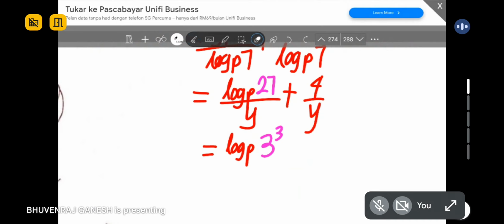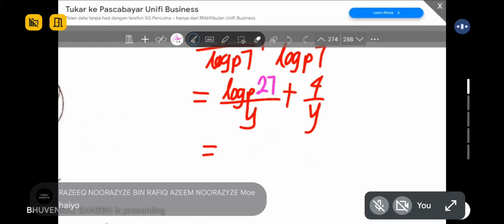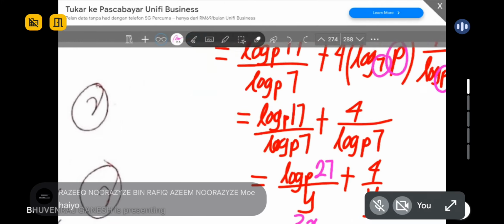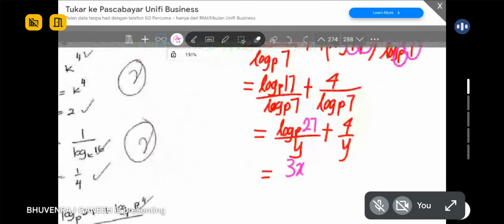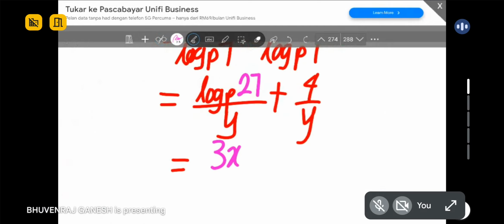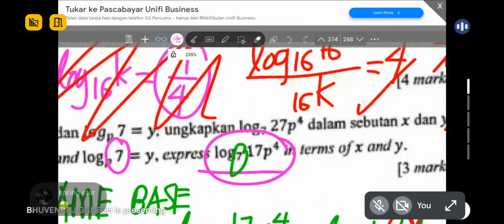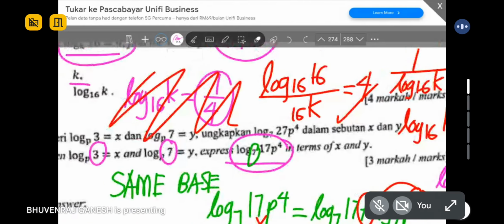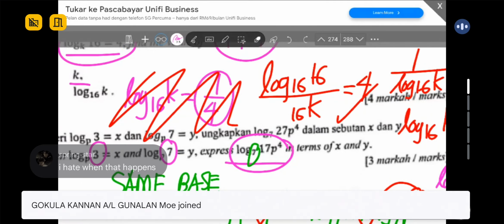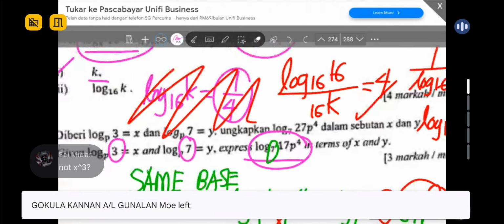Okay, so 3 log P3. Am I right? So 3x. Log P3 equals x. So 3x. Okay, so the answer is 3x plus 4 over y. Sometimes English and BM give different numbers. So remember, guys, when you see English is different, you just follow BM. Always follow BM. Okay, remember that. You must follow it.